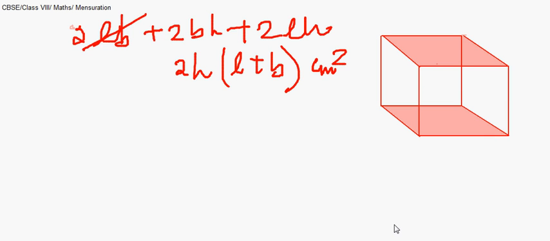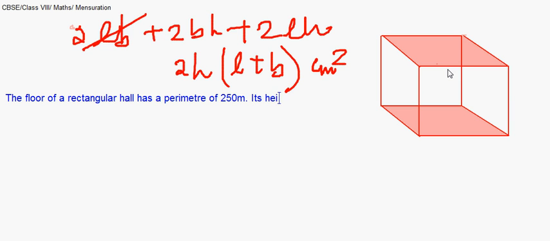Let's now take a few questions, maybe one or two. The first one I'll write out here. It says the floor of a rectangular hall has a perimeter of 250 meters. Its height is 6 meters. We have to find the cost of painting.